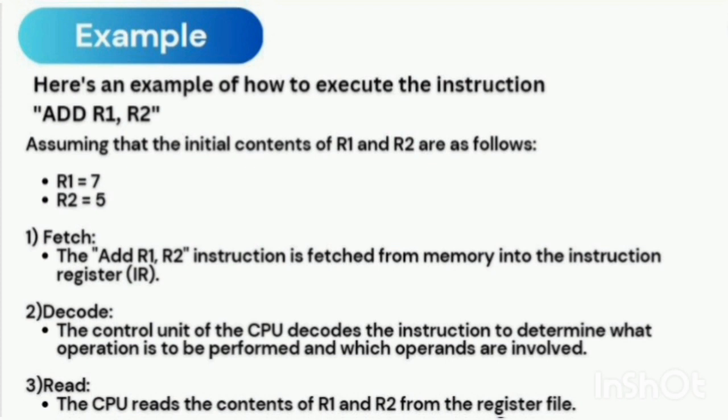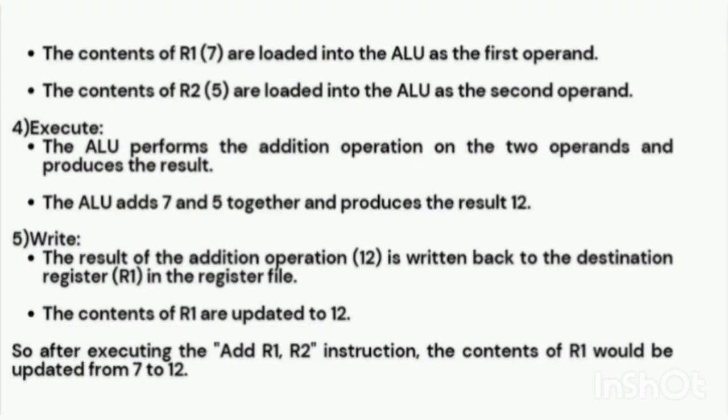The instruction add R1 R2 is fetched from the memory into the instruction register, that is IR. And then comes decoding. The control unit of the CPU decodes the instruction to determine what operation is to perform and which operands are involved. Then comes reading. The CPU reads the contents of R1 and R2 from the register file and loads them into the ALU. So R1 will be loaded as a first operand and R2 will be loaded as a second operand.